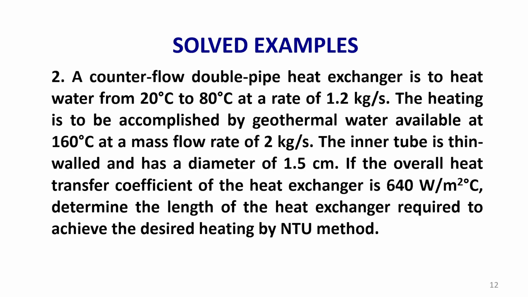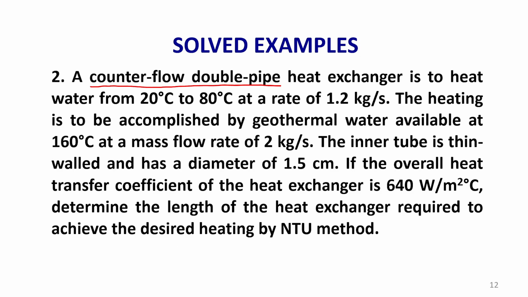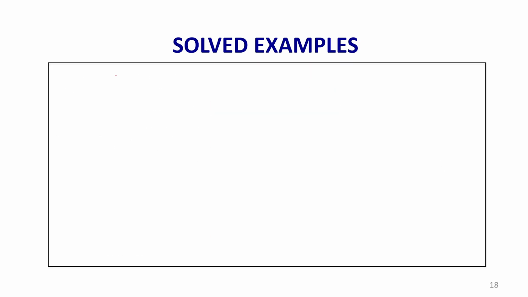A counterflow double pipe heat exchanger is to heat water from 20 to 80. Okay. So here also let me put m dot. The inlet temperature is 20 and it is heated up to 80, that means it should be a cold fluid, it is being heated. Okay. So let me write this one, hot fluid, cold fluid.